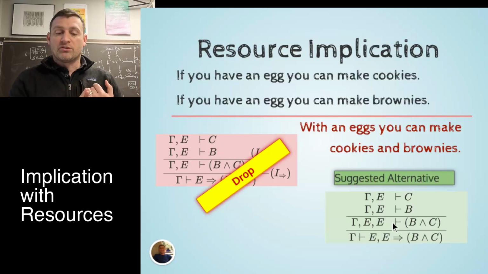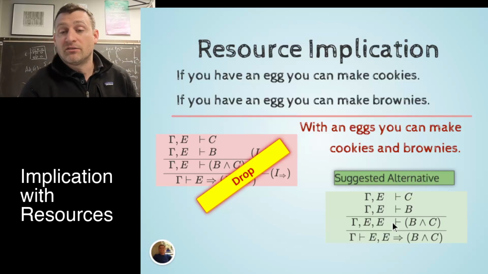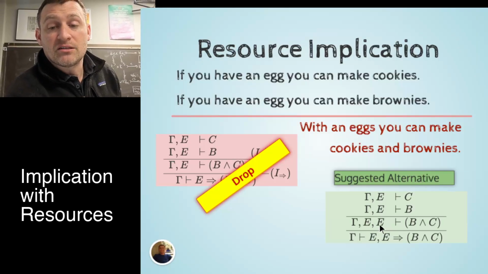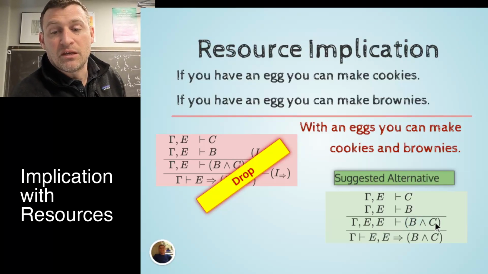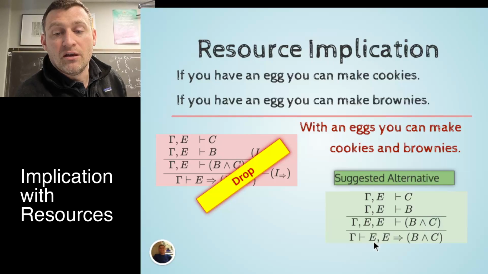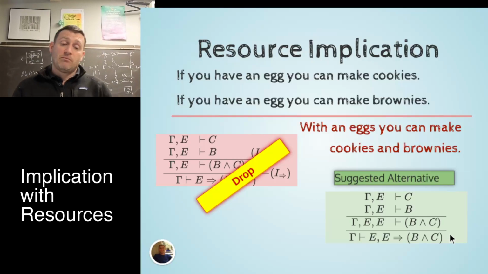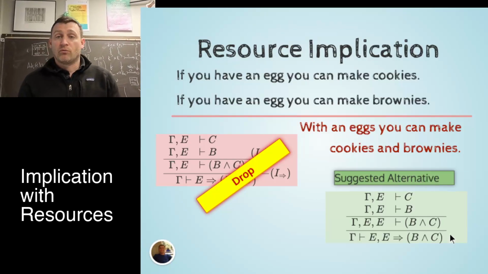So things like what is a recipe, what is a cookie, what is a brownie, those I don't need to worry about reusing. Once I've entailed the premise this way, I now see that it's not a single E that entails B and C, it's 2 copies of E. So my implication now counts. The 2 eggs are needed to make brownies and cookies. It's a more precise statement, and it's the kind of thing you need when you're doing resources.